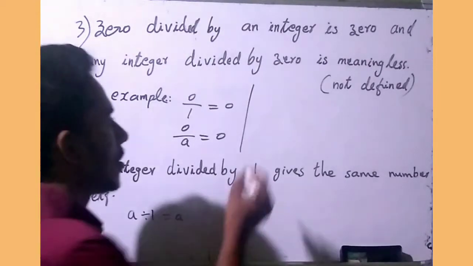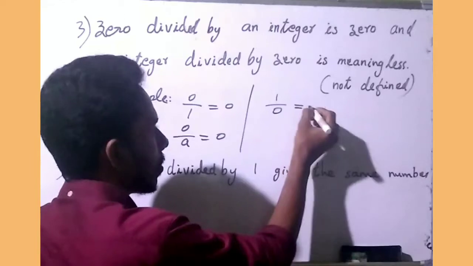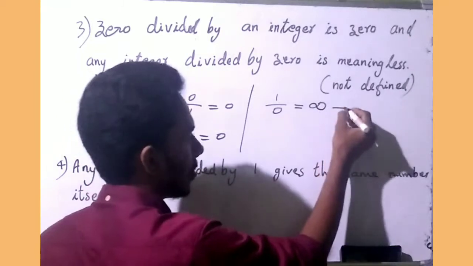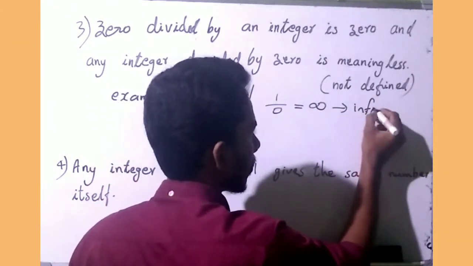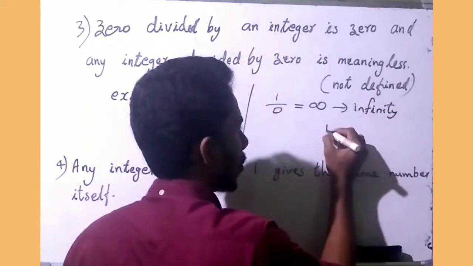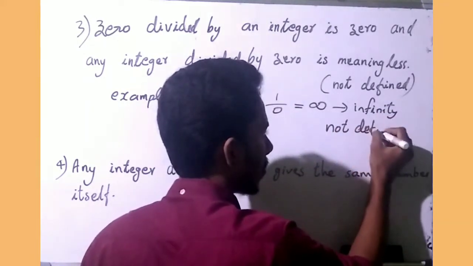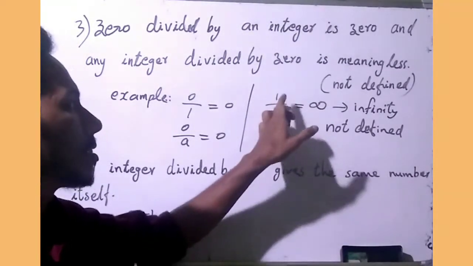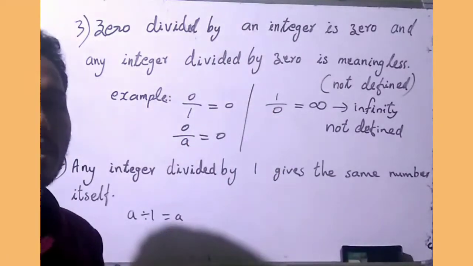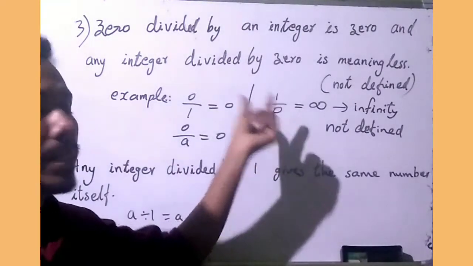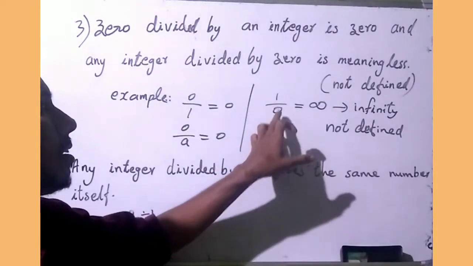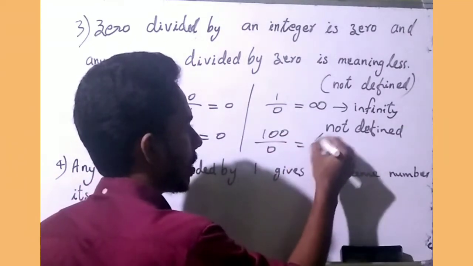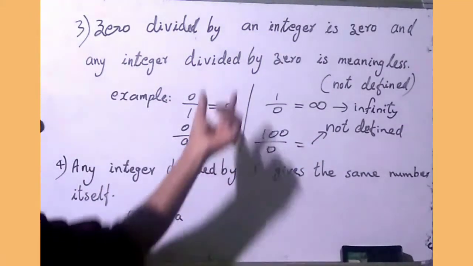That is not defined. 1 divided by 0 is not defined. We may also write the answer as infinity, or not defined. So any integer divided by 0 is not defined in mathematics. It is meaningless. So any integer divided by 0, 100 divided by 0, is not defined. Okay, that is a property.